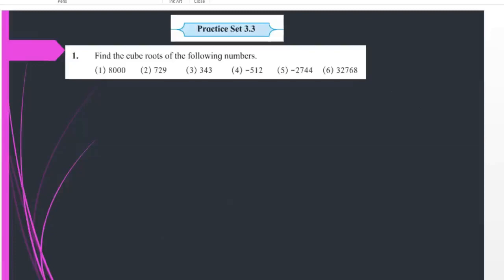Next one. This one is a very interesting sum actually. Find the cube root of the following numbers. What is a cube root? Okay, so suppose I take one number. Suppose it is 8.